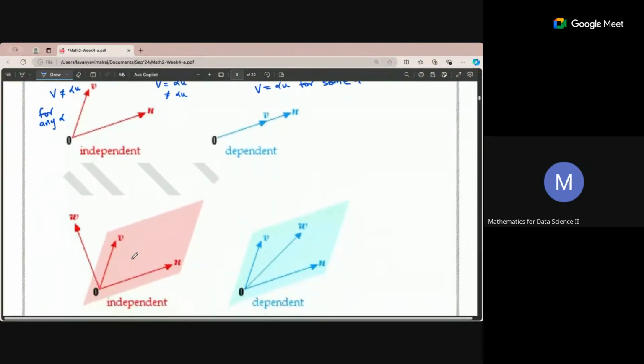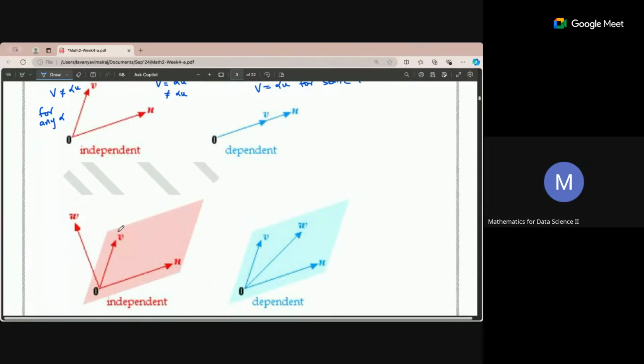Now, suppose you are having three vectors, u, v, w. So now in this case, you see that u and v lie in a plane, but the third vector lies in a different plane. It is not lying in the same plane. First of all, u and v, if you take, they both are lying in different directions. Similarly, v and w are in different directions. Similarly, u and w are also in different directions.